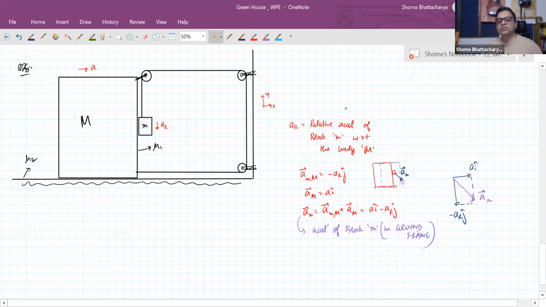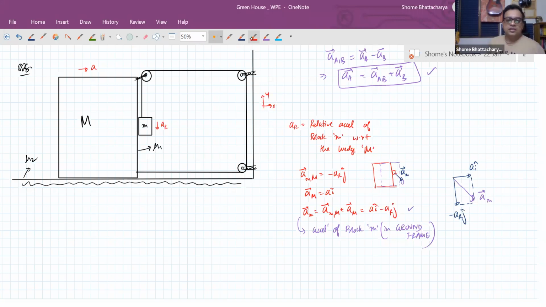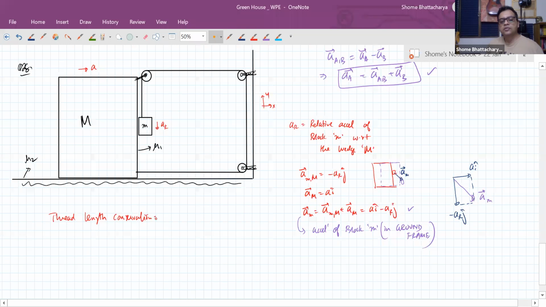Okay. So this is basically coming from a concept like this, that if acceleration of A with respect to B is acceleration of A minus acceleration of B, then that means the acceleration of A in ground frame is the relative acceleration of A with respect to B plus the acceleration of B. So this thing only we have applied over here. Okay, so that's one thing. The other thing is you'll also understand from constraint relation from thread length conservation, you understand that A relative will be equal to 2A.